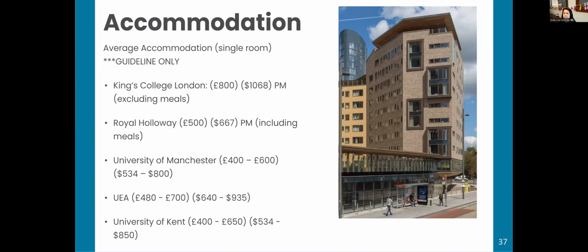Here's just a sampling of the difference in accommodations. As you can see, King's College is a significant portion more than, let's just say, University of Kent. So there is certainly quite a difference.